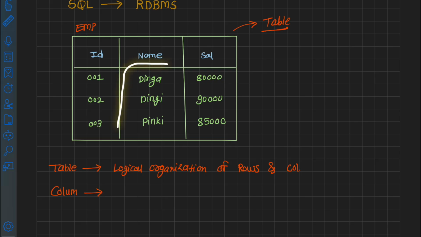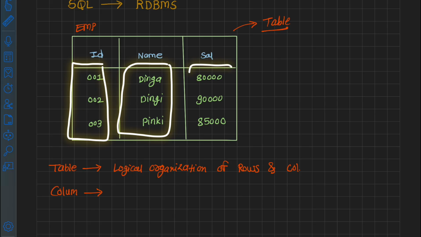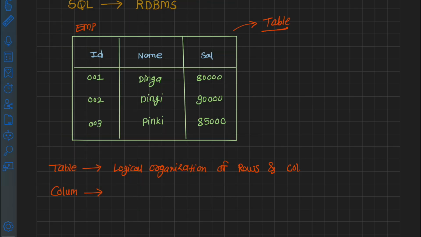Then what is meant by column? This is a column. A column is also known as attributes, properties, or fields. It represents the properties, attributes or fields. And a column is used to represent the property of all the entities.